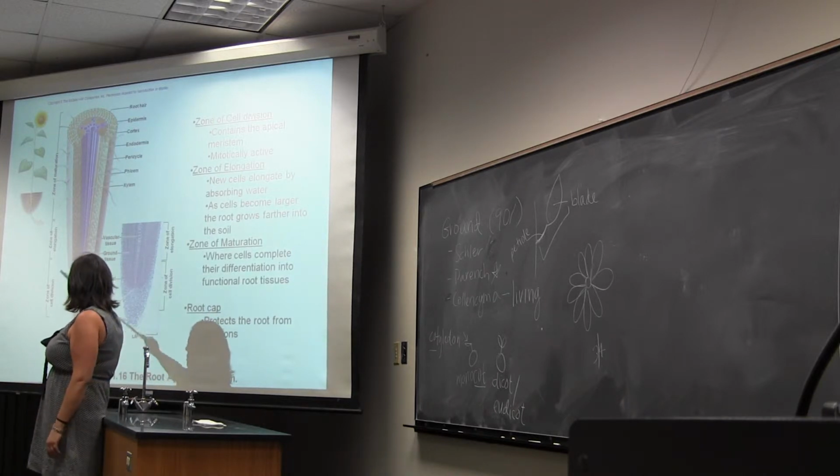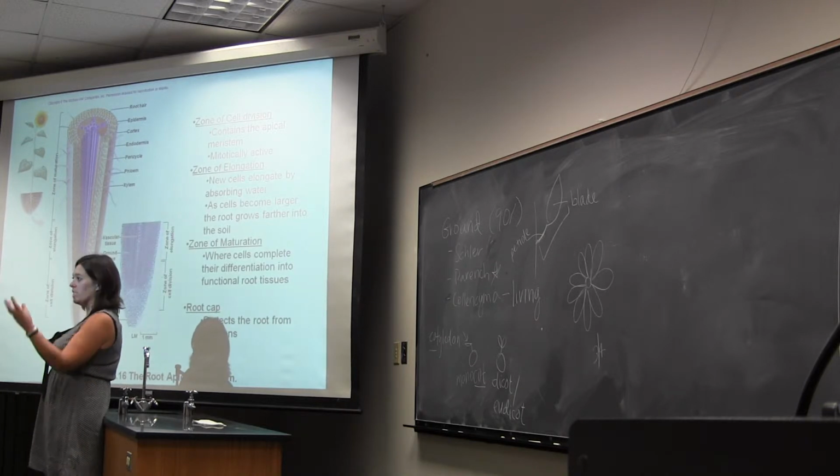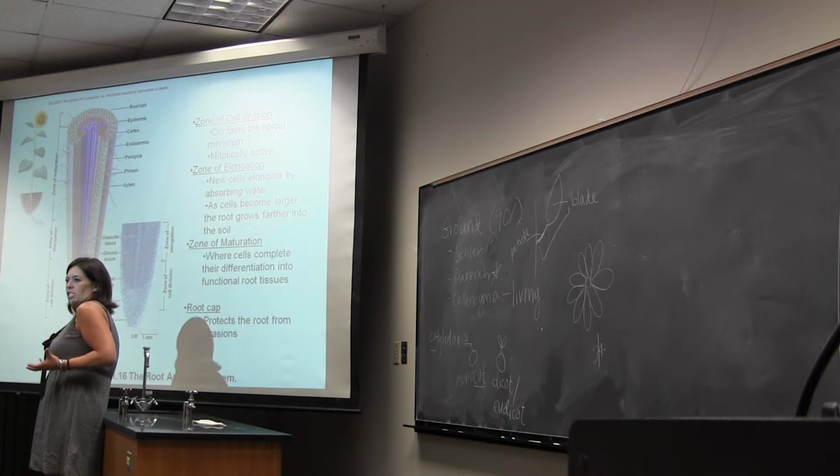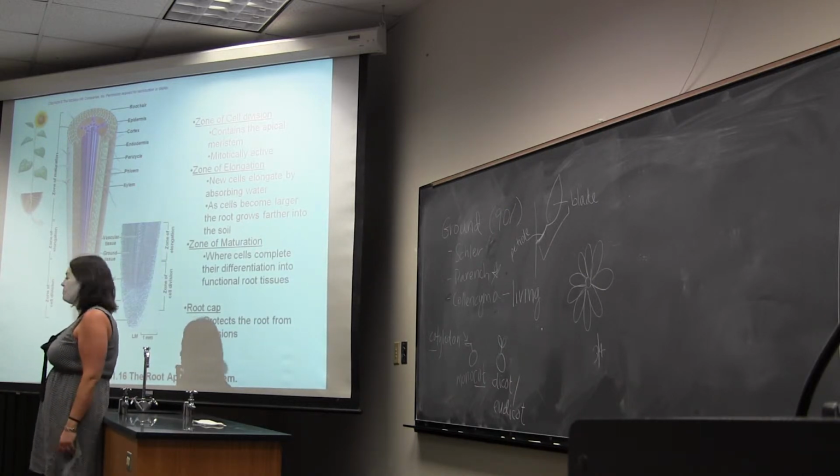And so in the zone of cell division, again, you've got the apical meristem, which is giving length to the plant. And then you've got the root cap there, which is there just to protect the end of the root as it grows down into the soil.